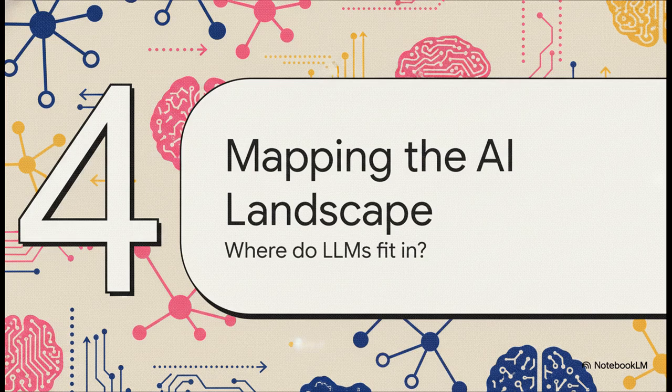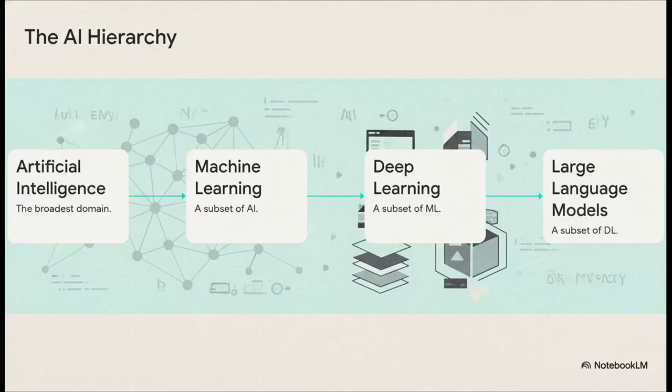With terms like AI, machine learning, and deep learning getting thrown around all the time, it's easy to get confused. So let's take a second to map out where LLMs actually fit into the bigger picture. The best way to think about it is like a set of Russian nesting dolls. The biggest doll is artificial intelligence. That's the whole field. Inside that, you have machine learning, which is all about systems that learn from data. Open that one and you find deep learning, which uses those multi-layered neural networks. And then finally, the smallest doll inside is large language models, a very specific application of deep learning that uses architectures like the transformer.